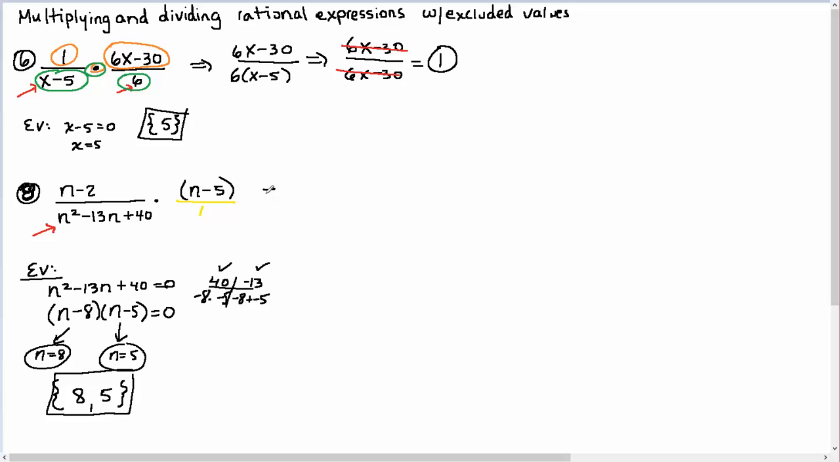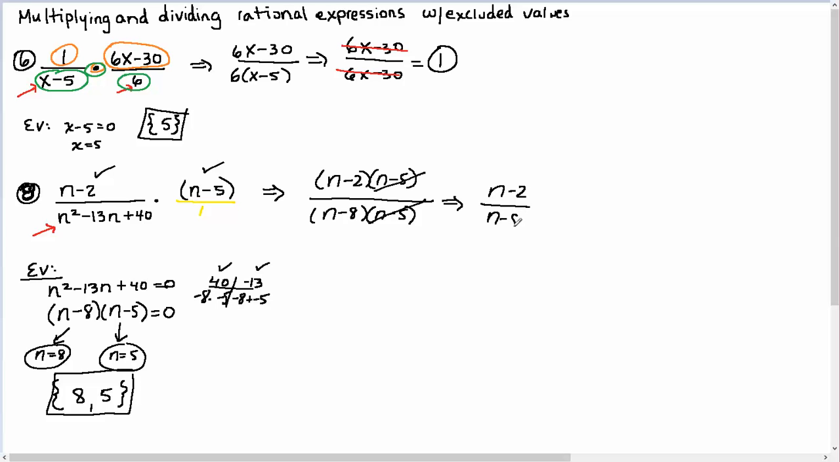And now, since this is multiplication, we have to multiply across. So n minus 2 times n minus 5, numerator with numerator over the denominator, but I'm going to write it in factored form. So it's n minus 8, n minus 5. And look at that, the n minus 5's cancel. And my answer will be n minus 2 over n minus 8. So this is the simplified form, and these are the excluded values.